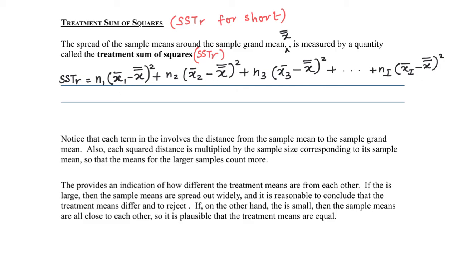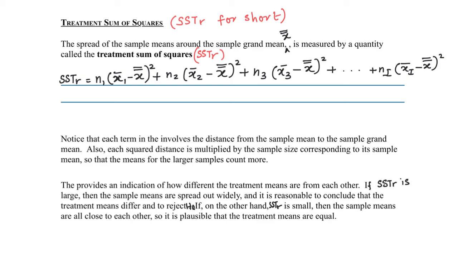So all these are the distances from the sample mean to the grand mean. These are the sample means. So this difference is the distance from the sample mean to the sample grand mean. And each squared distance is multiplied by the sample size corresponding to its sample mean, so the means for the larger samples count more.